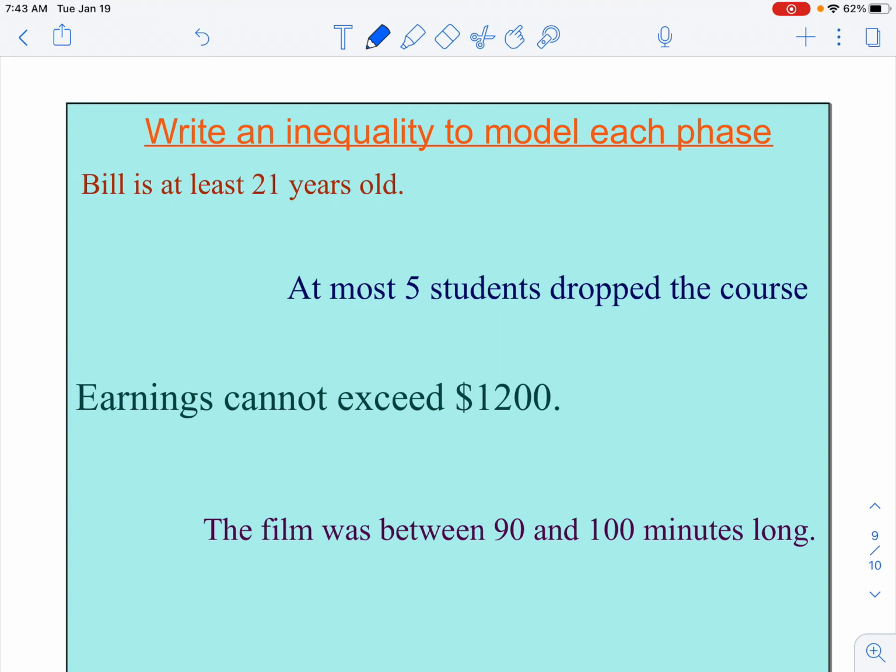If we want to write an inequality to model that Bill is at least 21 years old, then Bill, his age, has to be greater than or equal to 21. So Bill could be 21 because it's at least, or he could be 22 or greater. So this is how you write sort of an inequality out of words. Like we'll practice these again when we get to some more applications. But that's where we're going to stop for day 1 for chapter 6, part B.